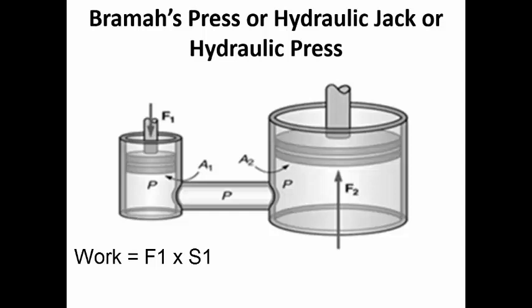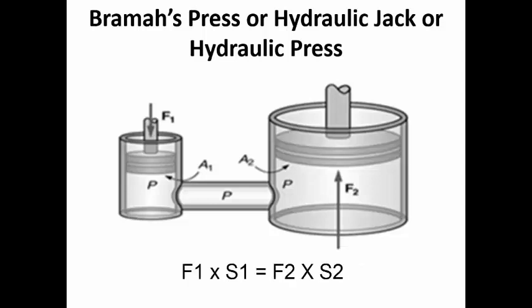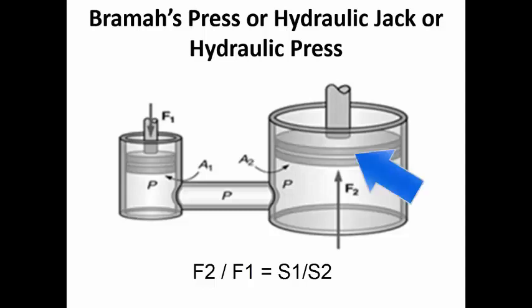So F1 into S1 is the total work done on this particular piston, which will be equal to F2 multiplied by S2. F2 is the force generated here, and S2 is the distance by which the piston is going to move. So work done is equal to the work output because we are not assuming any losses. So F1 multiplied by S1 will be equal to F2 multiplied by S2. Or if you take the ratio, F2 by F1 will be equal to S1 by S2. Which means if the force is increasing by 10 times, the distance this one will move will be 1/10 of the distance that is moving over here.